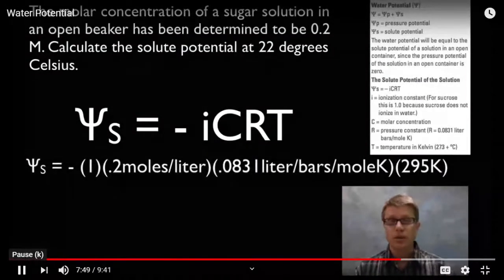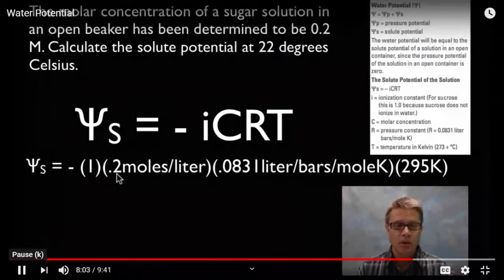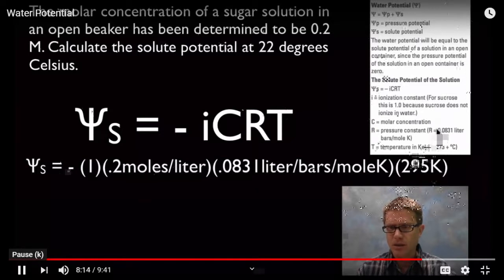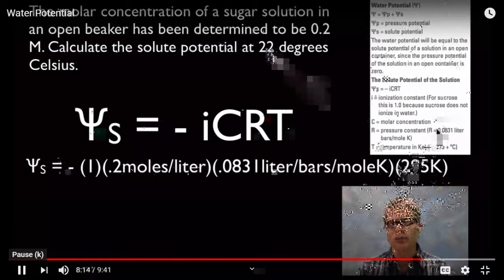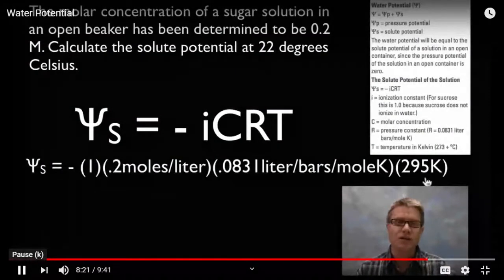First thing I would do is I would plug everything in. What's my I? My I is going to be 1. That's just because we're dealing with sugar. And since sugar, remember, doesn't ionize, we're just going to put in 1 because it stays as sucrose or stays as sugar. Where did I get this one? This is my concentration. That's 0.2 moles per liter because they gave me 0.2 molarity as the concentration. Next thing is going to be my pressure constant. I'm simply copying that off the sheet. We've got it here, and then I'm going to have my temperature. Since they told me it was 22 degrees Celsius, I'm adding that to 273, so I get 295.